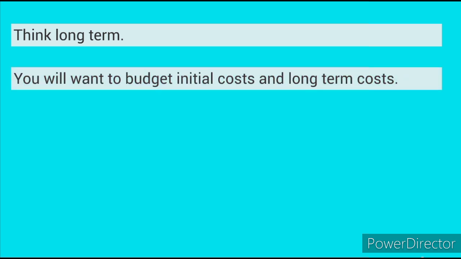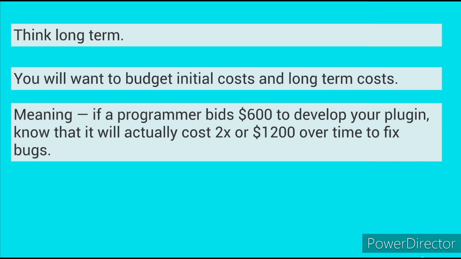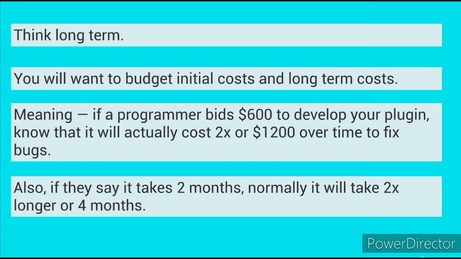You will want to budget the initial costs and the long-term costs. Now, what do I mean by that? This is what usually happens. If a programmer bids, let's say, $600 to develop your plugin, know that in reality it actually costs 2 times that. So normally it would cost $1,200 over time to fix bugs. Yes, it might be $600 for the initial, but there are going to be bugs and it's going to take time. Also, if they say it's going to take 2 months, yes, it might take 2 months for them, but there are bugs and they're going to have to work with you to make it work.